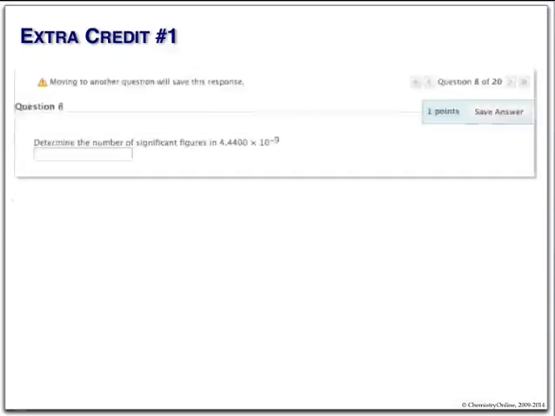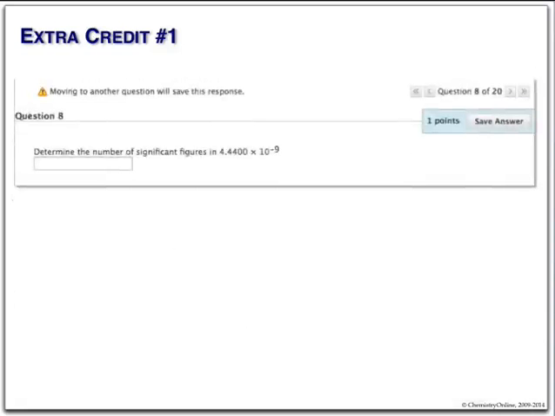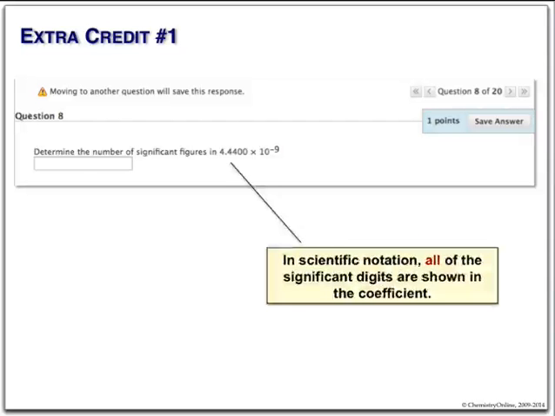All right. There are also questions on significant figures. With this particular type of question, all you have to do is enter the number of significant figures. Just simply enter the number. This is in scientific notation. We remember that in scientific notation, all of the numbers in the coefficient are significant. Therefore, this guy has 5 significant figures.